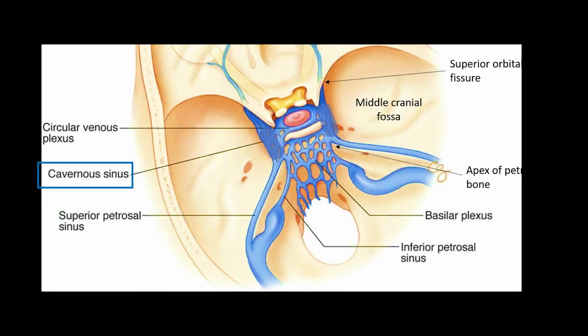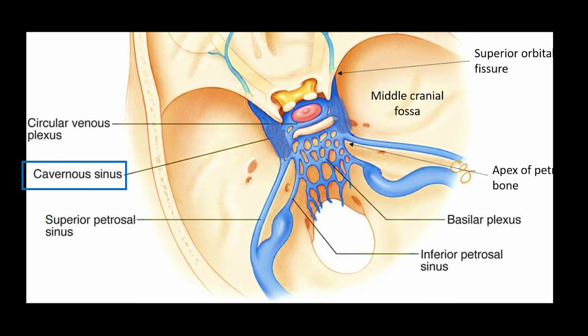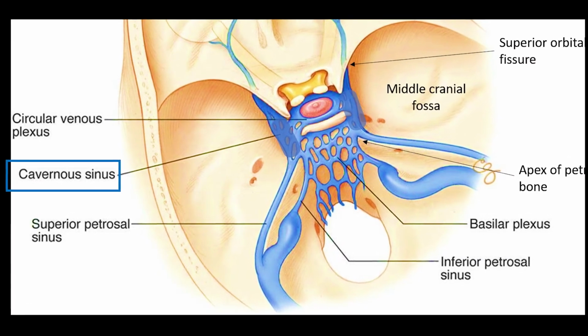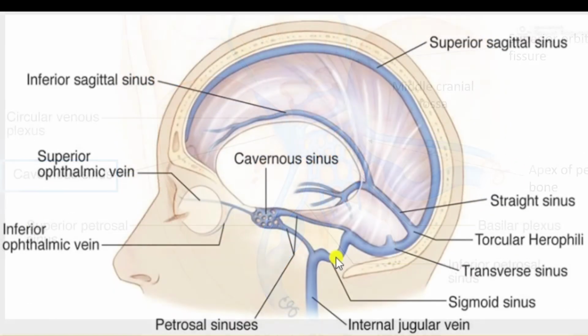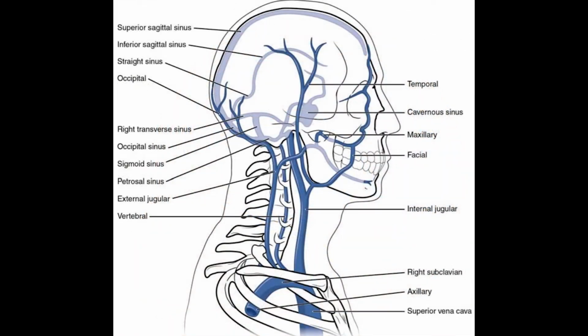Okay, cavernous sinus. What is it? Well, it's venous sinuses on either side of the pituitary, and essentially just drains blood from the eye and from the face. And where does that blood go? Right into the internal jugular vein and then back into the heart and to the rest of the body.